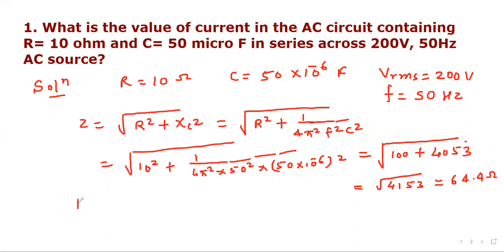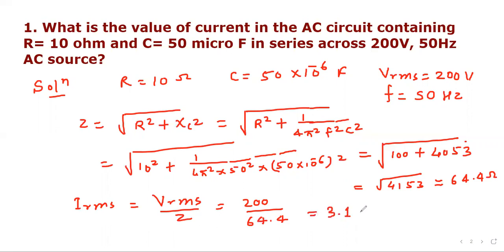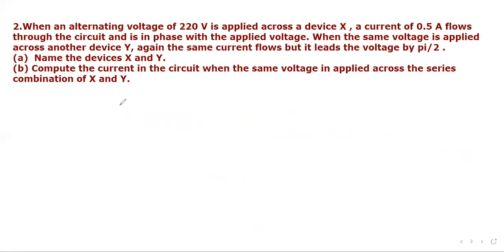Now IRMS will be equal to VRMS divided by Z. So VRMS we have 200 volt, and Z we have found as 64.4. So this will be equal to 3.1 ampere. Let's see the next question.